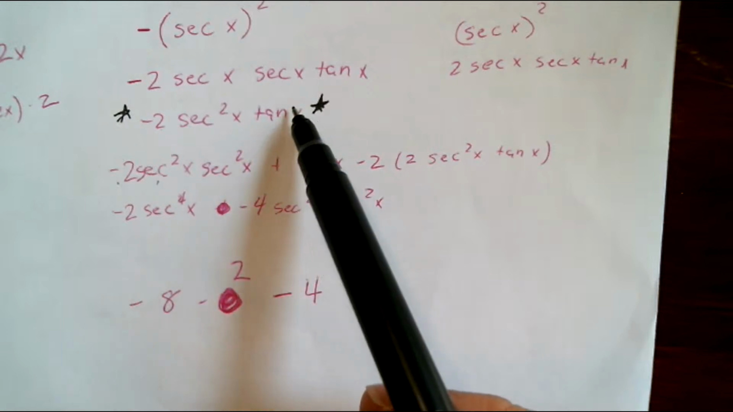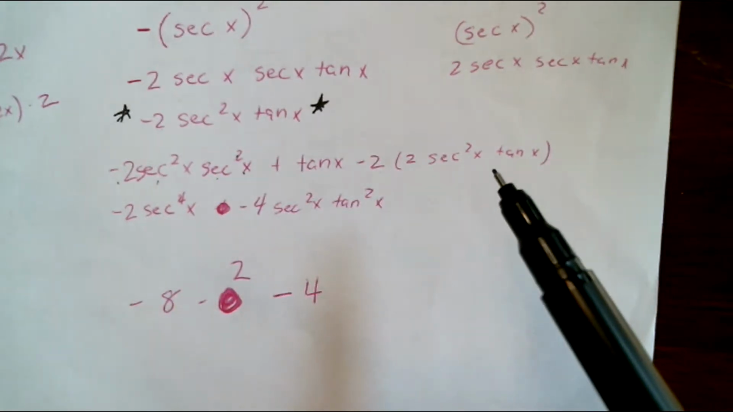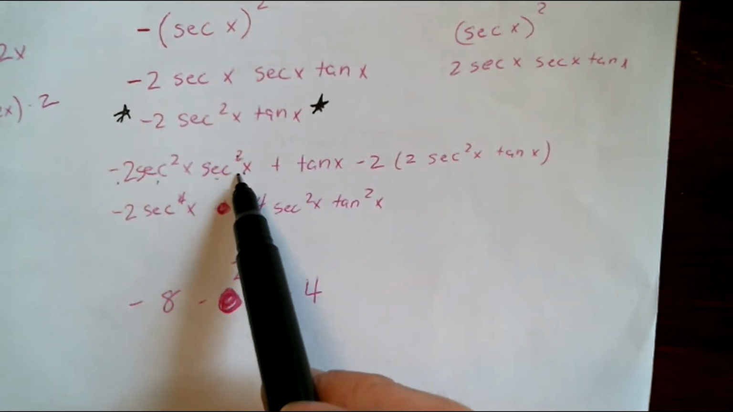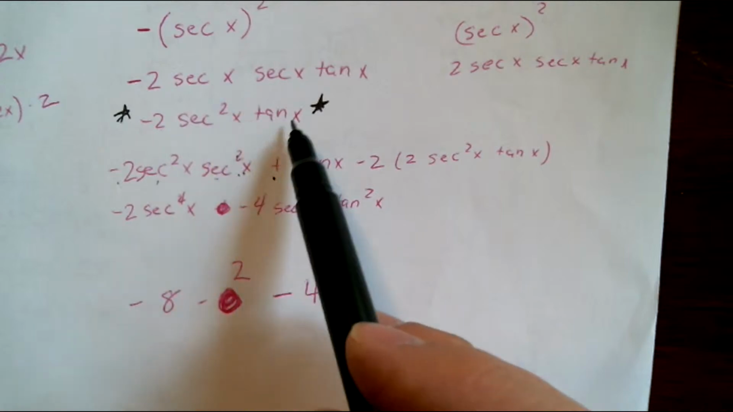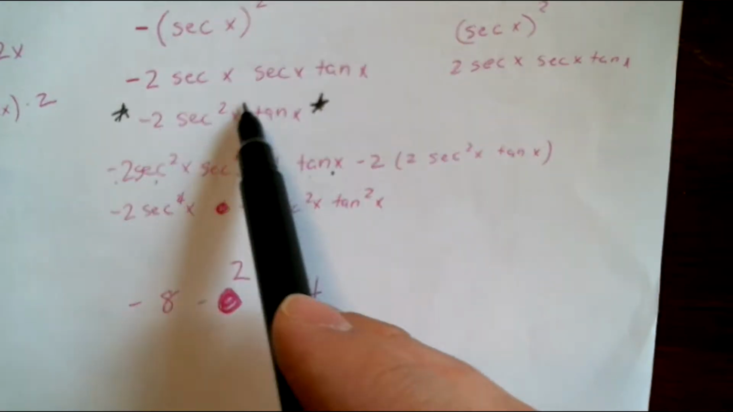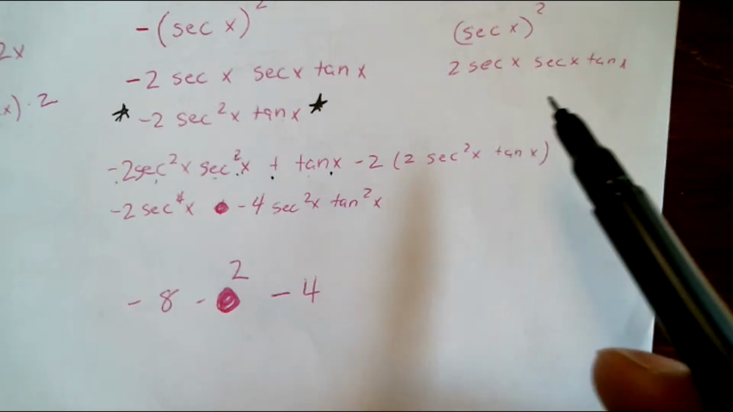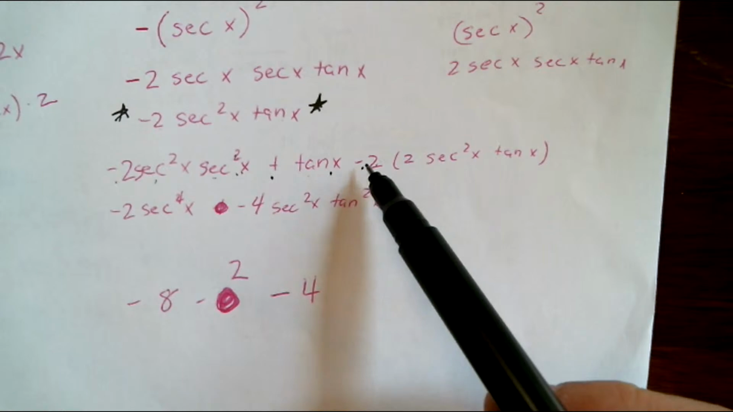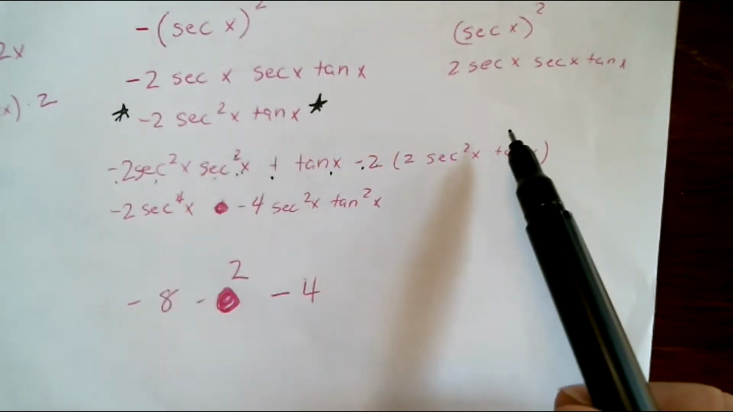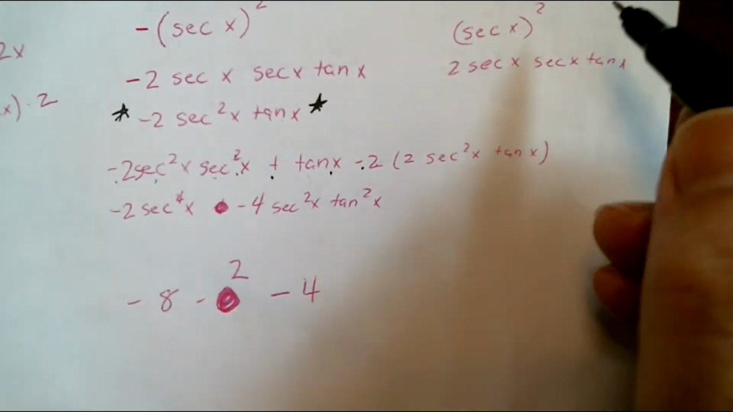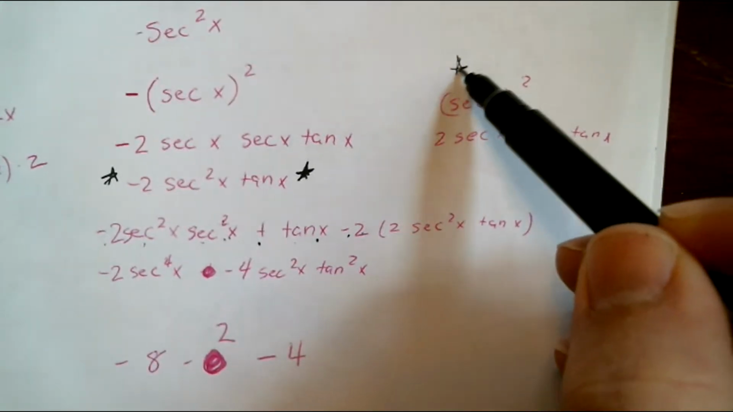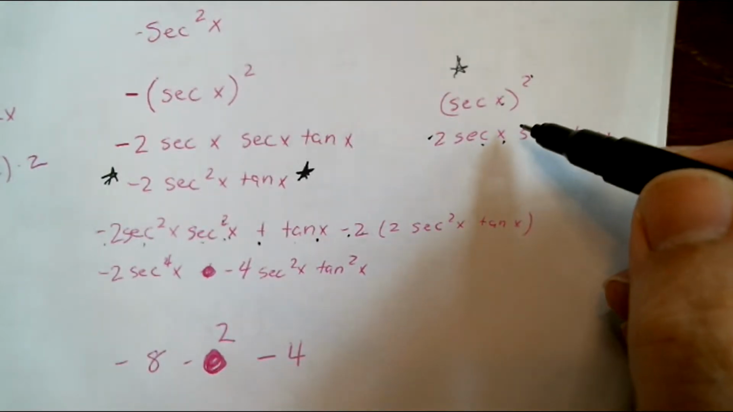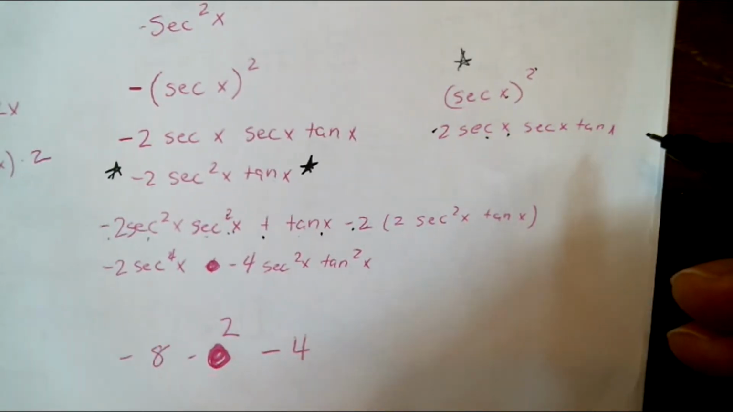The derivative of tangent x is secant squared x. So again, the first times the derivative of the second, the derivative of tangent x is secant squared x, plus the second one, tangent x, times the derivative of this over here. Keep in mind that if I pulled the -2 to the outside and then did the derivative of secant squared x, I pull the 2 down, times secant x, and then the derivative of secant x is secant x tangent x.